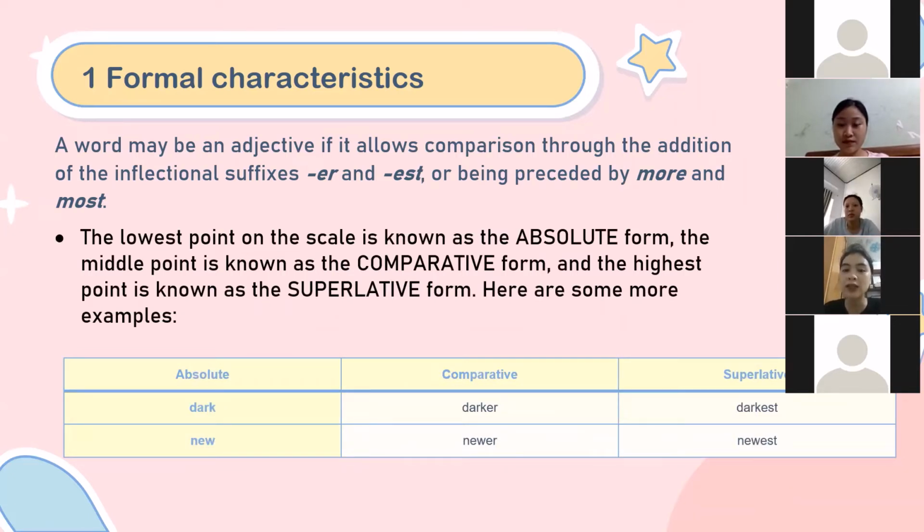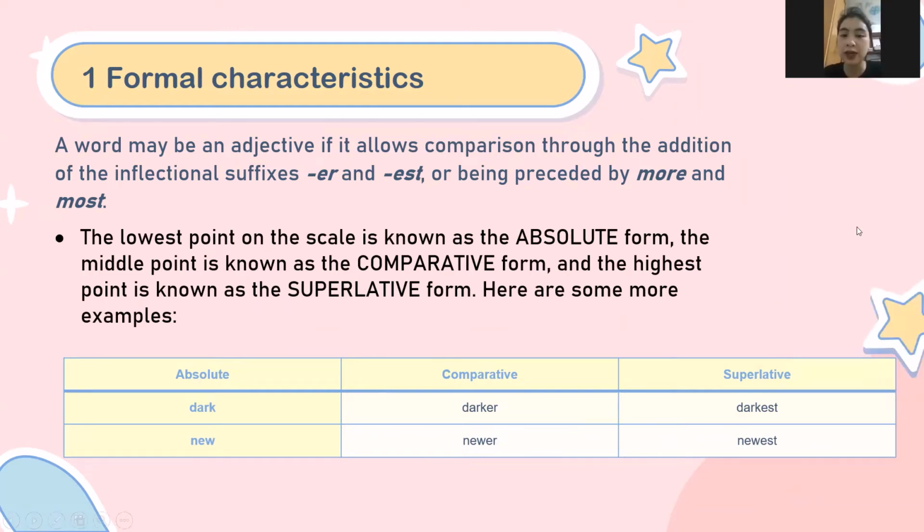A word may be an adjective if it allows comparison through the addition of the inflectional suffixes -er and -est, or being preceded by more and most. First, the lowest point on the scale is known as the absolute form, the middle point is known as the comparative form, and the highest point is known as the superlative form. Here are some more examples: dark, darker, darkest; new, newer, newest.